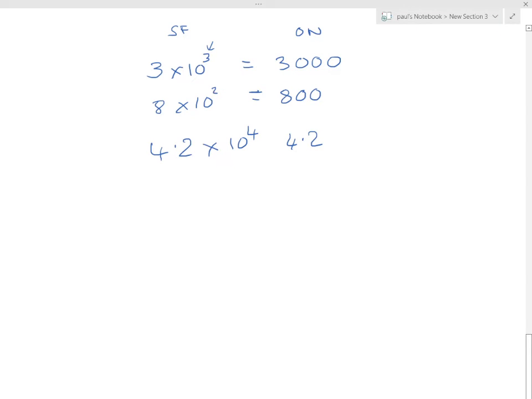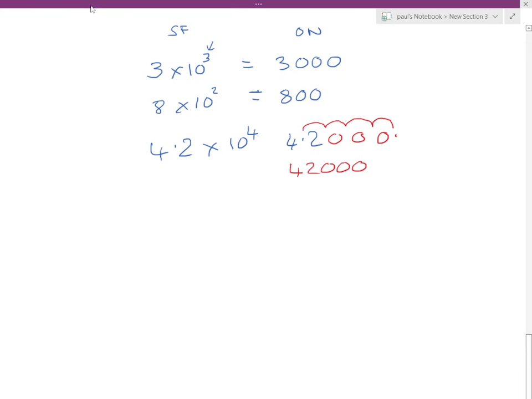So as there, I move the number 2 places to the left. Here I move the number 3 places to the left. So I need to use this 4.2 4 places to the left. So I'm going to start here and go 1, 2, 3, 4. And then I'm going to fill that up with zeros, because that's where the decimal point ends up. So that would be 42,000. Let's do another one like that.